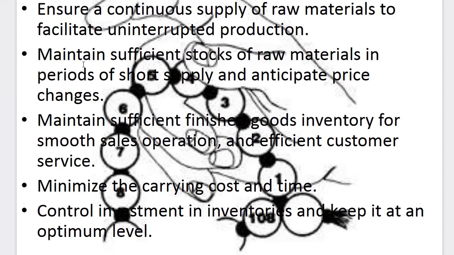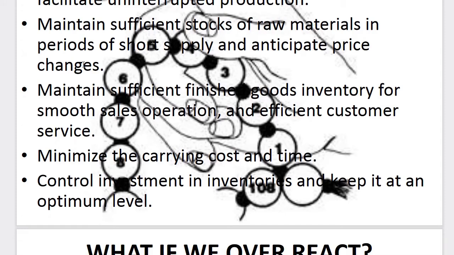There's nothing to do. Okay, maintain sufficient stocks of raw materials in periods of short supply to anticipate price changes. Yes, this happens a lot considering the almost impossible to project or forecast pricing in the world market, especially. Maintain sufficient finished goods inventory for smooth sales operation. Yes, from the side of sales and marketing. Efficient customer service, of course, if they need that, then of course you have to deliver it, right?